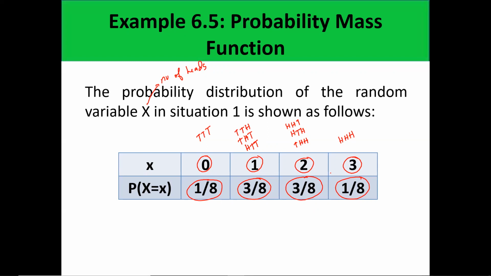Now observe that all these probabilities here, the 1/8, 3/8, 3/8, and 1/8, are all non-negative. So it satisfies the first property of the probability mass function. Also, if we add all these probabilities, the sum is 8/8, which is equal to 1. So this also satisfies the second property of the probability mass function.